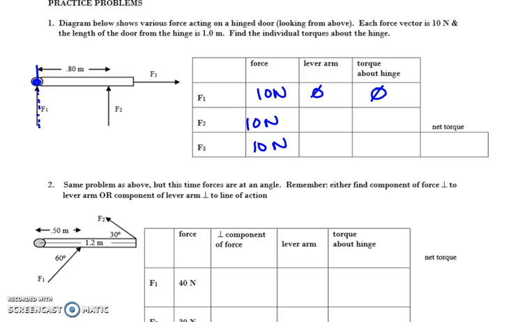If I look at F2, I can see that the force is definitely not passing through the lever arm.